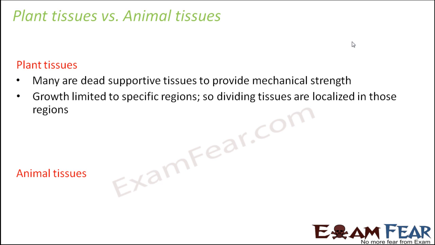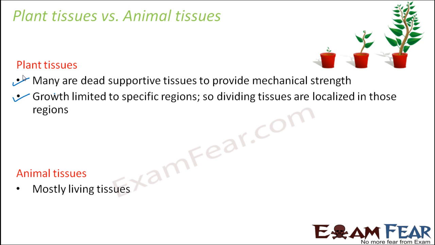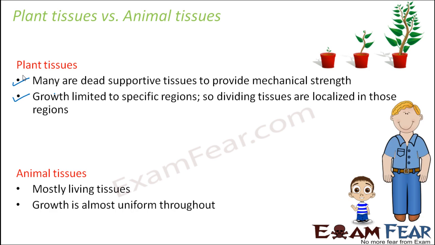Growth is limited to specific regions, so dividing tissues are localized in those regions. This we have discussed in our previous lesson, right? When we talk about growth in length, we talk about the meristematic tissue, the apical meristem. We talk about the growth in width, we talk about the lateral meristem. So basically, we do not see those meristematic tissues present throughout the plant. It is present only in some specific regions, and growth happens only in those regions. Whereas in case of animal tissues, mostly they are living tissues, except for maybe a few exceptions, but otherwise they are all living tissues. Growth is almost uniform throughout.